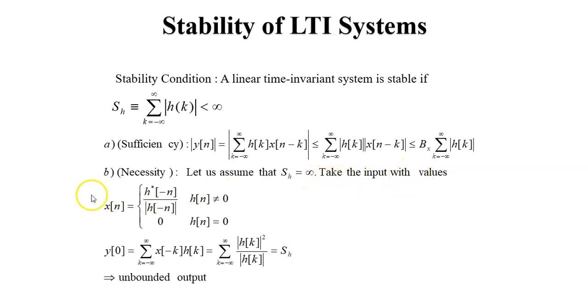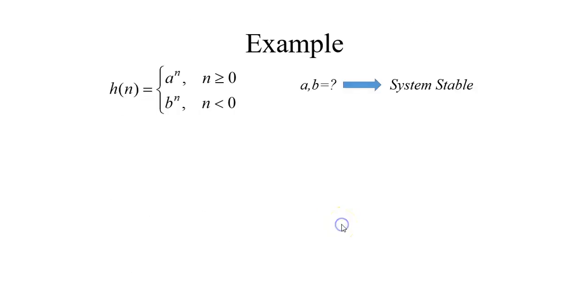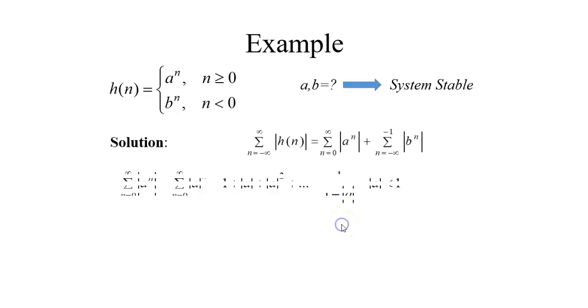Take the input with these values, and we have y of 0 equal to S of h, which is unbounded, which means the system is unstable. This is an example about stability. As you see, this is the impulse response. The impulse response for n positive is a to the power of n, and for n less than 0, or negative values, it will be b to the power of n. Given a and b, is the system stable or not?